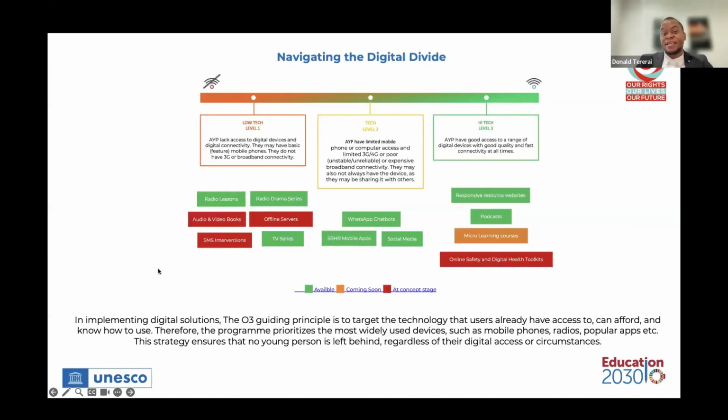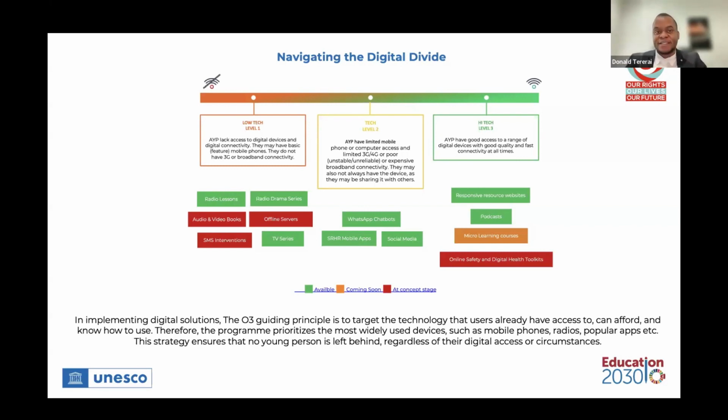Now, in implementing these digital solutions, our guiding principle really is to use the technologies that the young people already have access to and know how to use. So we prioritize the most widely used devices and platforms so that we ensure that no young person is left behind, regardless of their digital access or circumstances. So what we have done is we've identified 3 levels of digital access in East and Southern Africa. These are namely high tech, tech, which you can call medium tech if you want, and then low tech.